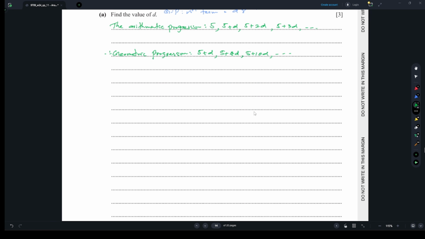So now what can you do? We have to find the d value. So we know that we have the common ratio, right? Considering the common ratio.